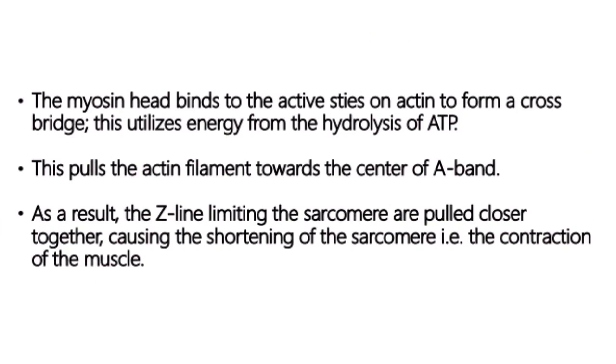This utilizes energy from the hydrolysis of ATP. This pulls the actin filaments towards the center of the A band. As a result, the Z lines limiting the sarcomere are pulled closer together, causing the shortening of the sarcomere, the contraction of the muscles. That is the contraction of the muscles.